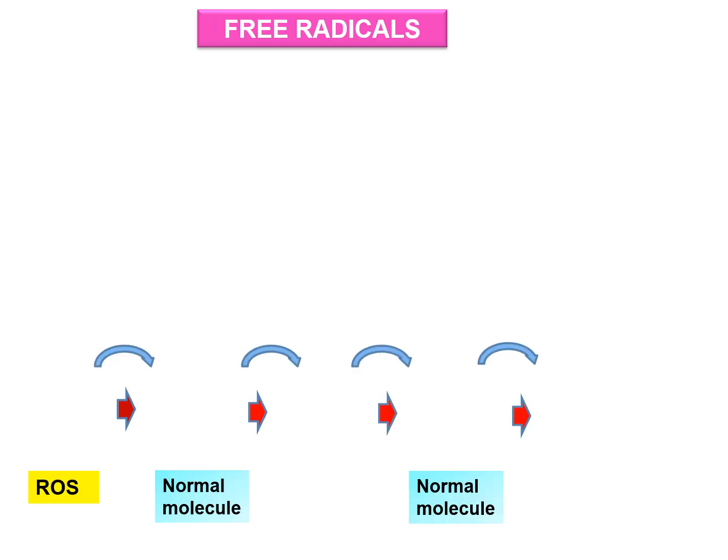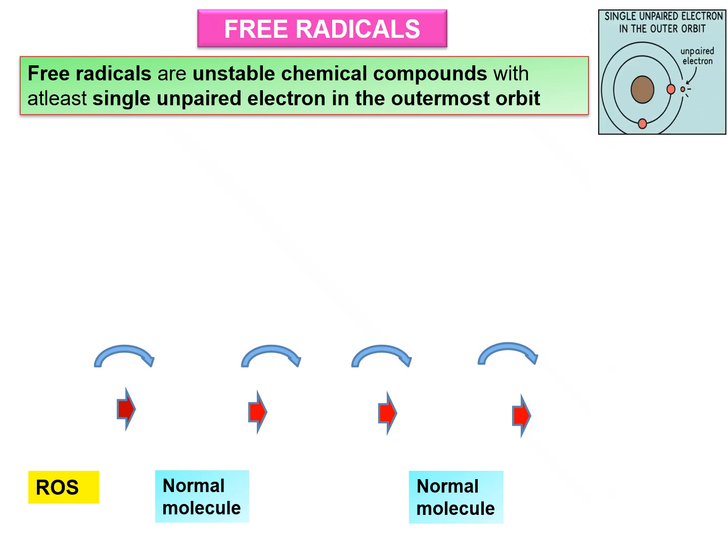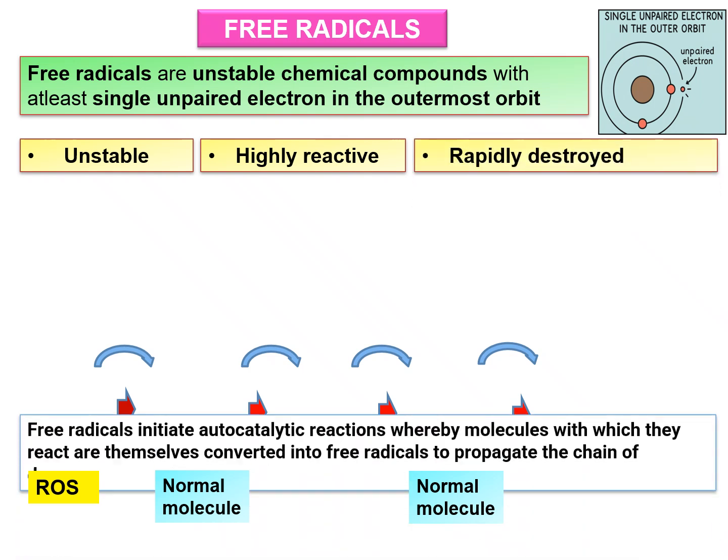Coming to the definition of free radicals. What are free radicals? They are unstable chemical compounds with a single unpaired electron in the outermost orbit. As you can see here, there are two orbits. In the innermost orbit you have two electrons, and in the outermost orbit there is only one electron, that too an unpaired electron. This unpaired electron is highly unstable and it is responsible for the high reactiveness of the free radicals, and they are rapidly destroyed.